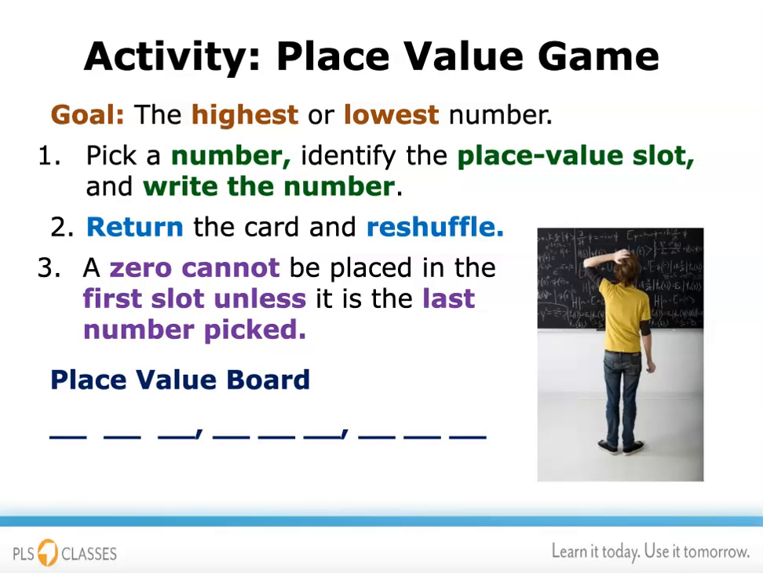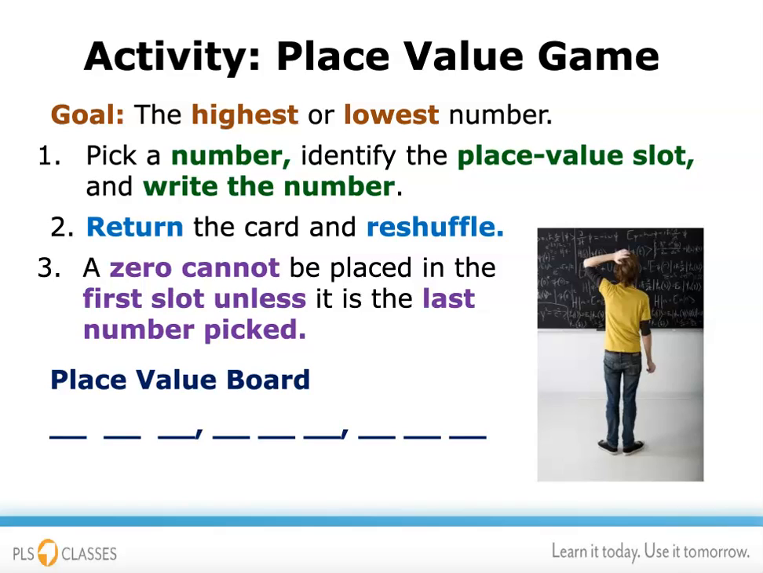One team member from each team selects a number. The cards are numbered from 0 to 9. That player must decide where to place the number. Name the place value slot, the ones, the tens, the hundreds, the thousands, and write the number in the place value slot named.